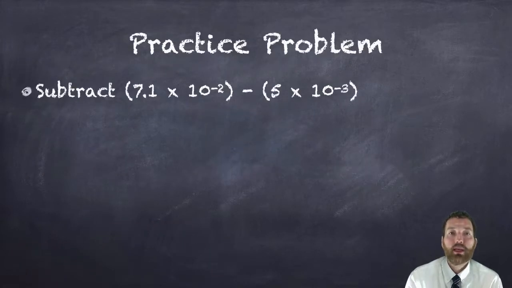Okay, I want you to try this next practice problem on your own. I want you to subtract 7.1 times 10 to the negative 2 minus 5 times 10 to the negative 3. Go ahead and pause the video, and when you're done, I will solve it for you.